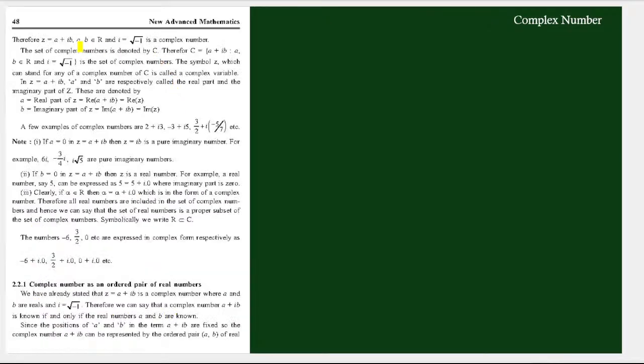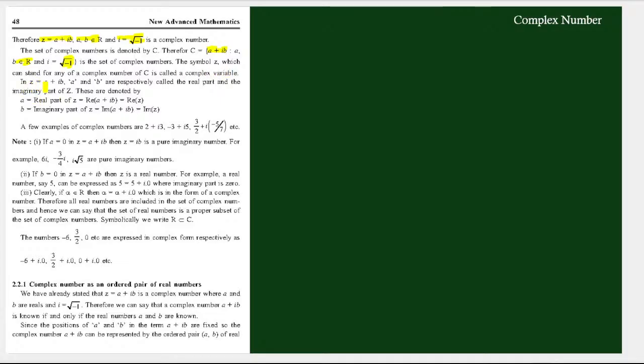So see here, z equal to a plus ib, a, b belongs to real, and i is your root of minus 1, is your complex number. Now we can write this in set also, because a and b are real. So C equal to {a plus ib such that a, b belongs to R and i is root of minus 1}. The symbol z, which can stand for any complex number of C, is called a complex variable.